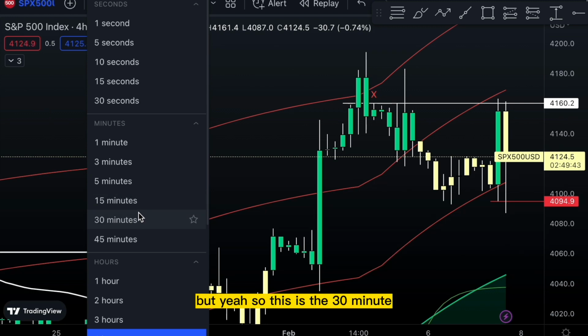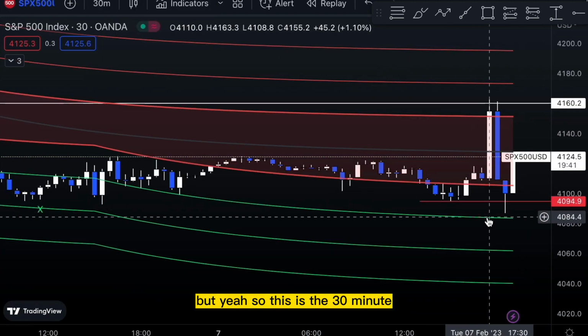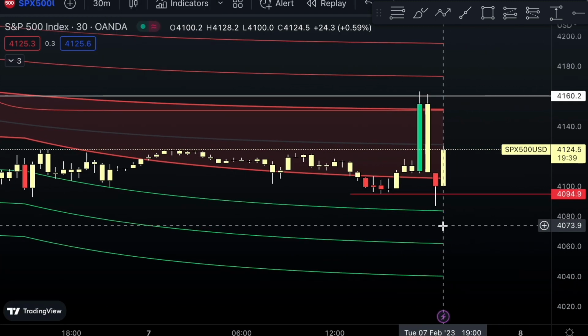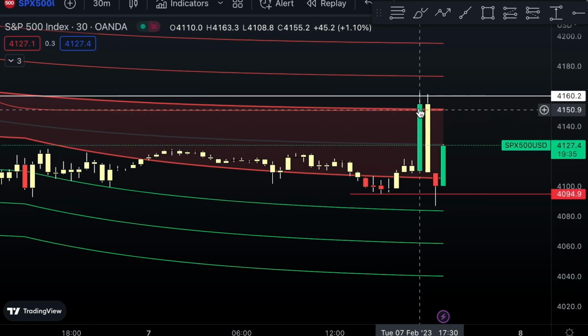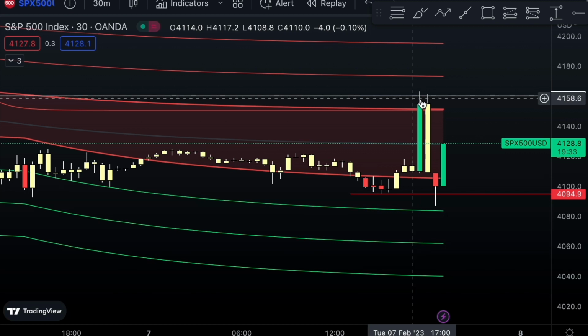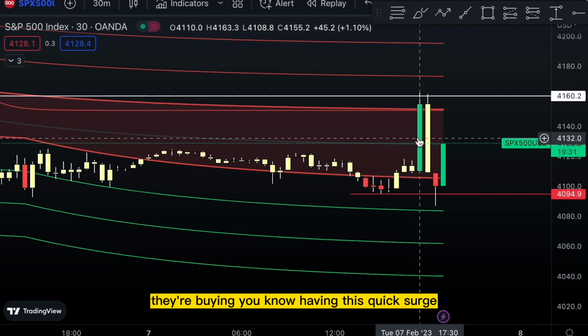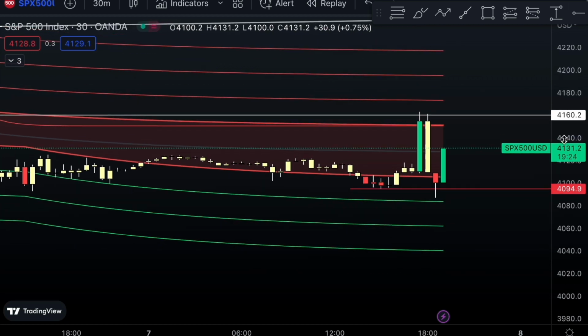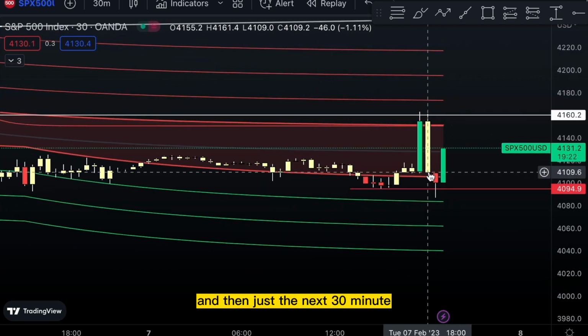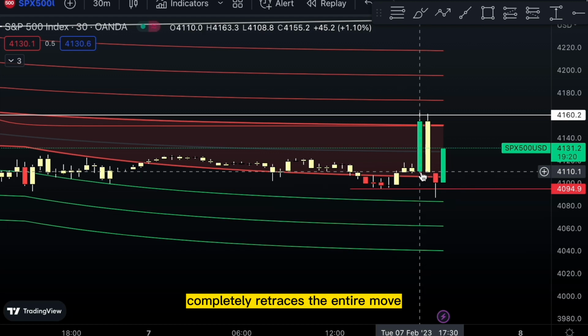But yeah, so this is the 30-minute. Price suddenly increased drastically right up to resistance. Everyone thinks it's going to continue. They're buying, having this quick surge. They're having fear of missing out. They want to make sure they catch it. And then just the next 30-minute completely retraces the entire move.